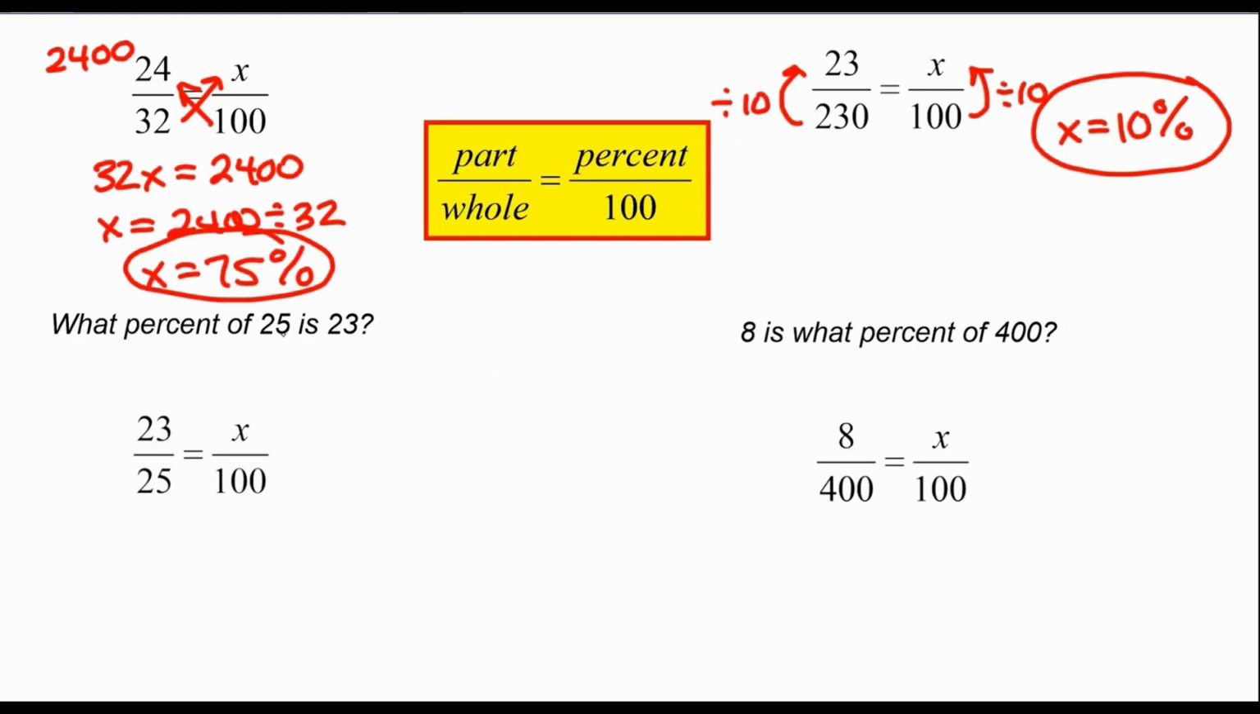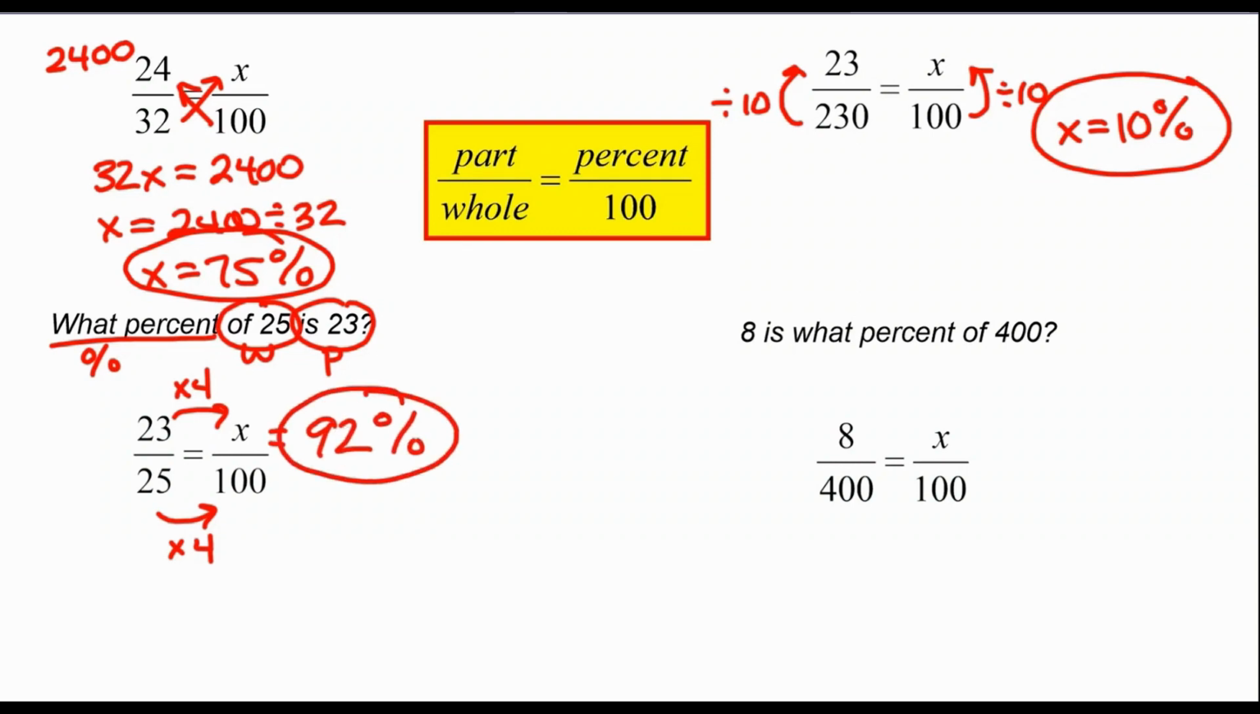What percent of 25 is 23? So again, the percent is missing. What percent of 25, that's the whole, is 23, that's the part. So 23 out of 25 is how much out of 100? There's a nice horizontal relationship here between ratios. 25 times 4 is 100. So 23 times 4 will tell me my answer, and 23 times 4 is 92. So X equals 92%. 23 out of 25 is 92%.